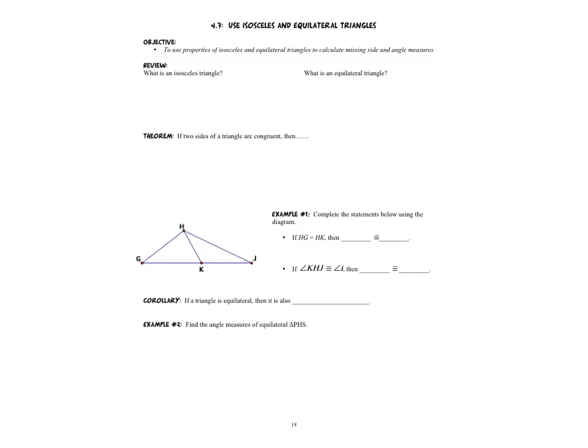Alright, so just a review. What is an isosceles triangle? It is a triangle that has at least two congruent sides. So it could have more, okay, but it has at least two congruent sides. An equilateral triangle is a triangle that has exactly three congruent sides.